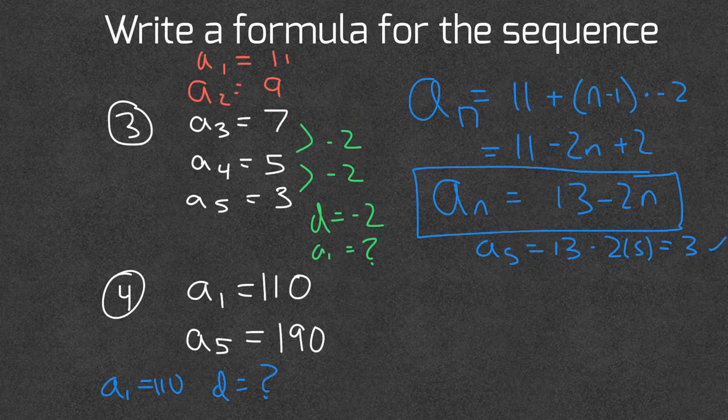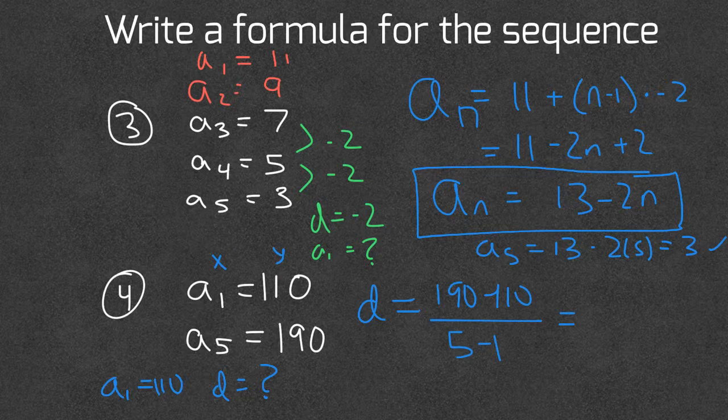Well, if you remember, the common difference is, as we talked about earlier, like the slope. And so we can find this common difference using the slope formula. If you remember, slope was like y2 minus y1. So the values of the terms are like the y's. So I'm going to go 190 minus 110 on top. And I'm going to go 5 minus 1 on the bottom, because those are like the x values. So it's kind of like we have x and y. And so when we do that, it's 80 over 4, which equals 20. And so now I know my common difference is equal to 20.